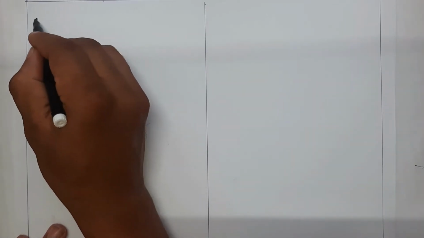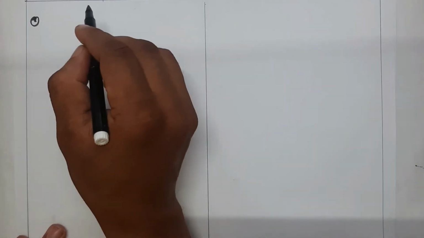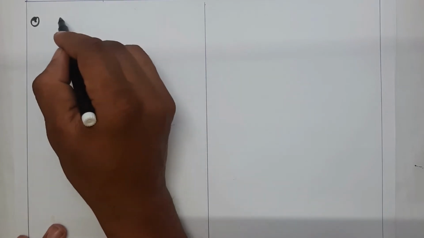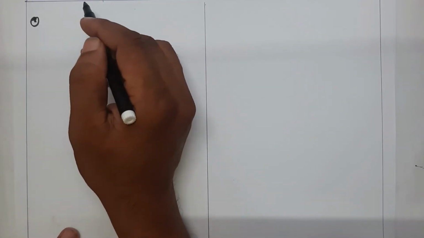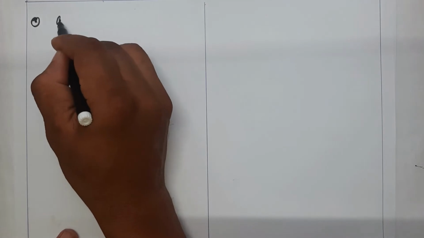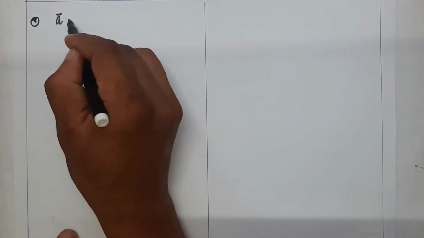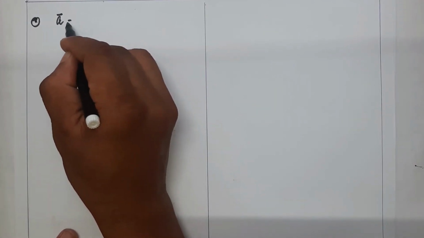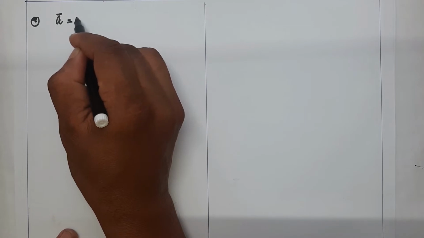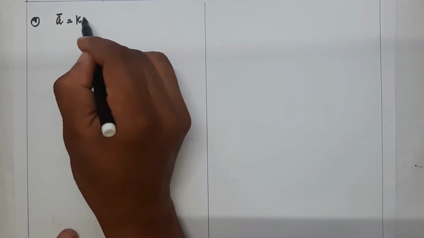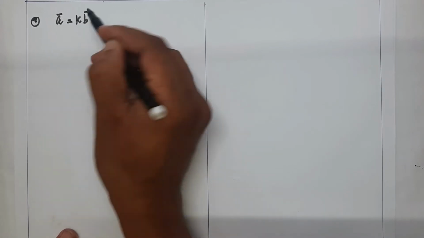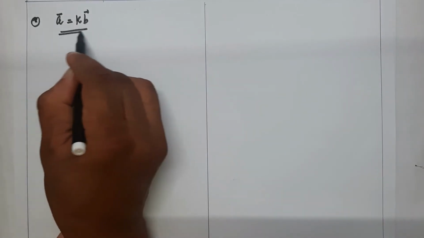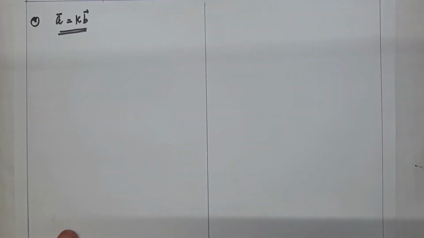Suppose vector A and vector B are any two vectors. The concept of collinear is similar to the parallel vector. That is, if vector A is given and vector B is another vector, then vector A can be expressed as a constant multiple of vector B. If vector A and vector B are collinear, then this is expressed as vector A is equal to a constant multiple of vector B.